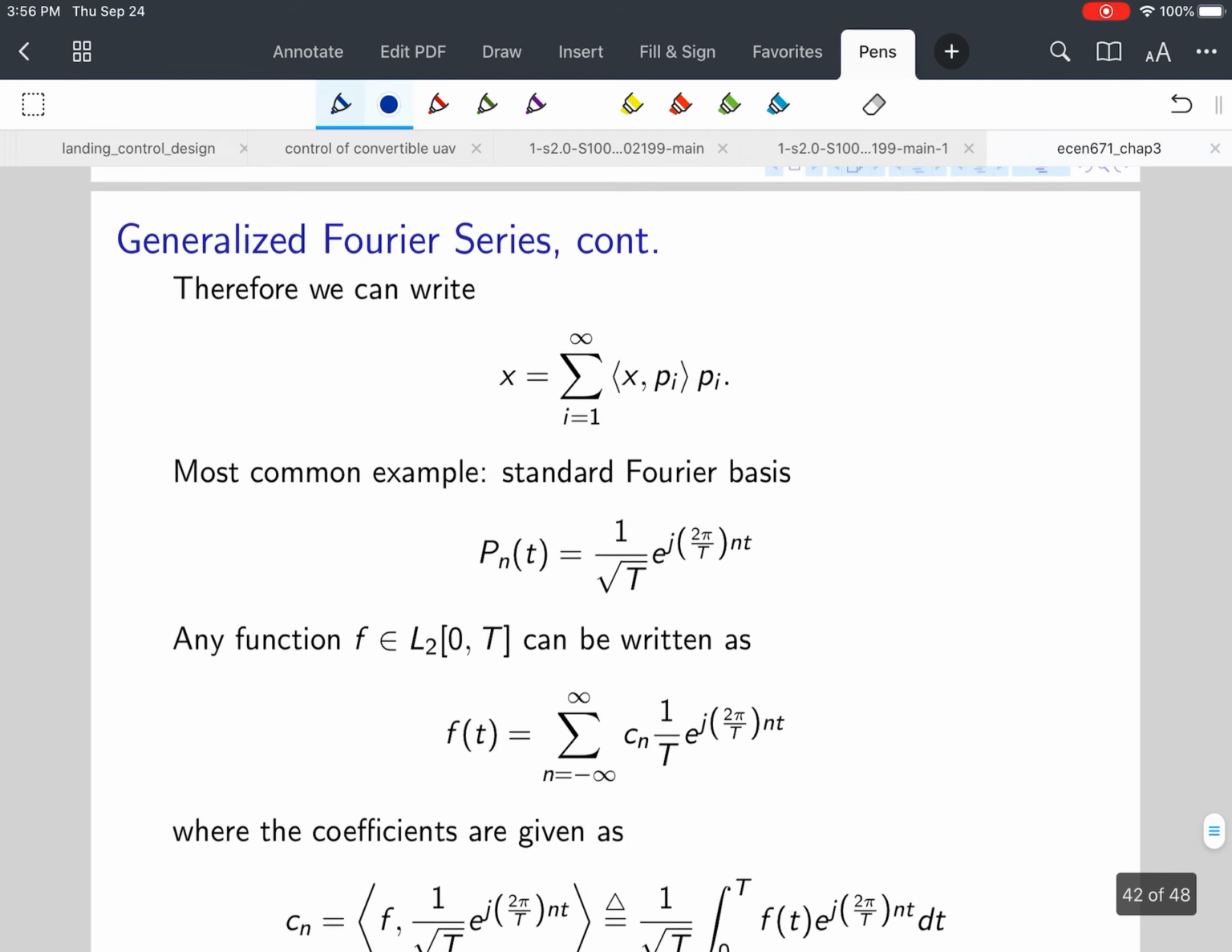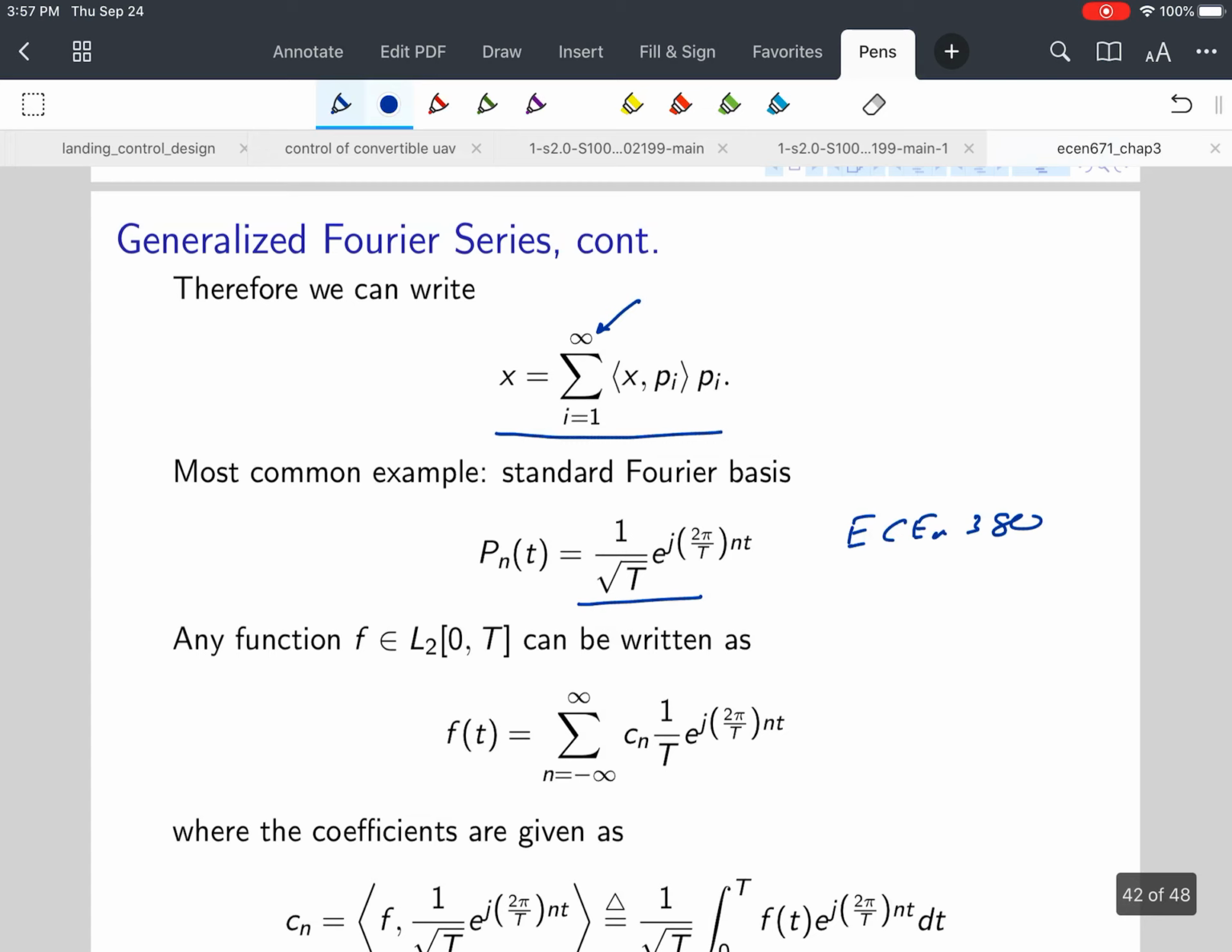So we can write the generalized Fourier series in this form. Now, the most common is the standard Fourier basis. So, for example, this would be the Fourier series. You can do something with the Fourier transform where we take an integral here, but for the standard Fourier series, what do we use? We use, for example in ECEn 380, these particular functions: 1 over the square root of T, e to the j 2 pi n over T times t. This would be the nth basis function.